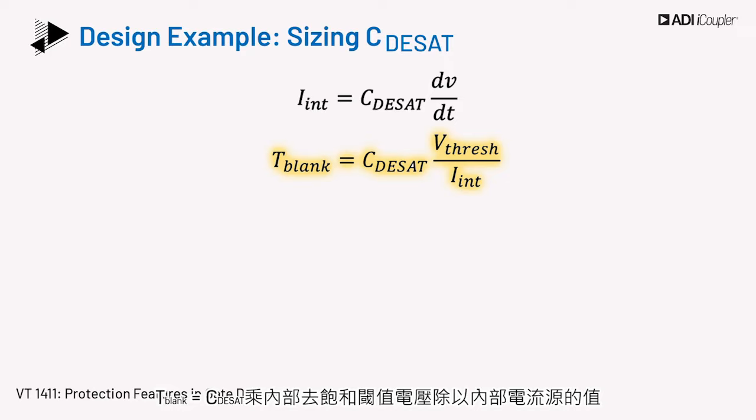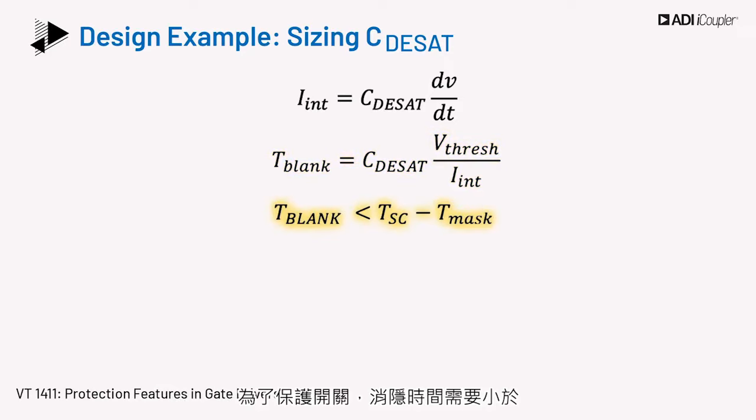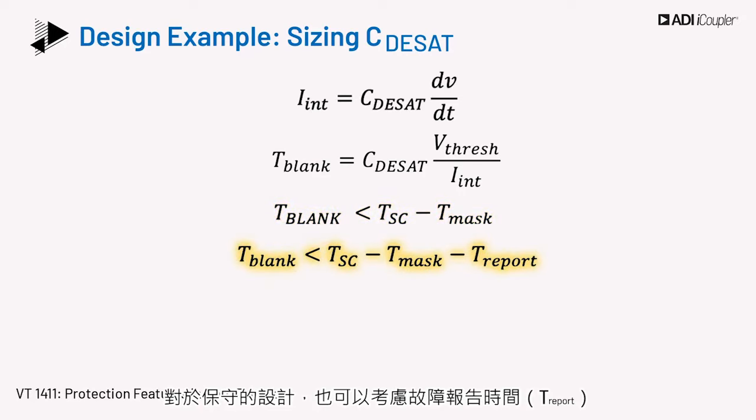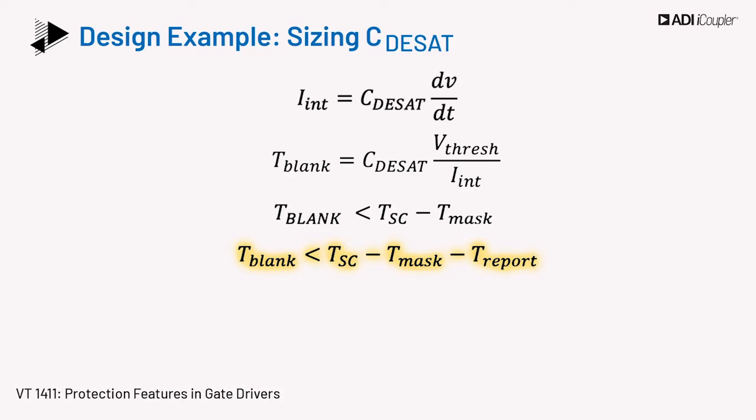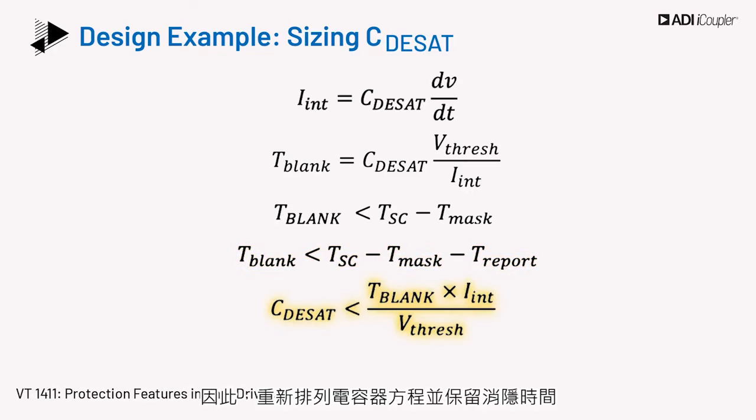internal current source. To protect the switch, the blanking time needs to be less than the difference between the short-circuit withstand time and the masking time, T-mask. For conservative designs, the fault reporting time, T-report, could also be considered, but a design will still be protected if the reporting time is not included. Hence, rearranging the capacitor equation and keeping the blanking time to meet the timing considerations, we get the CDSAT value.